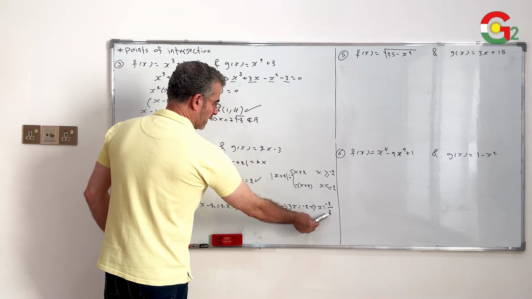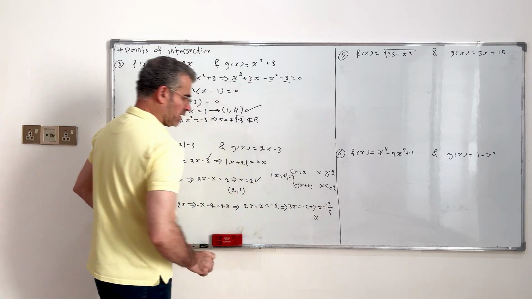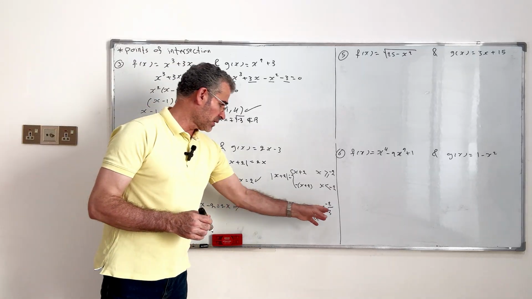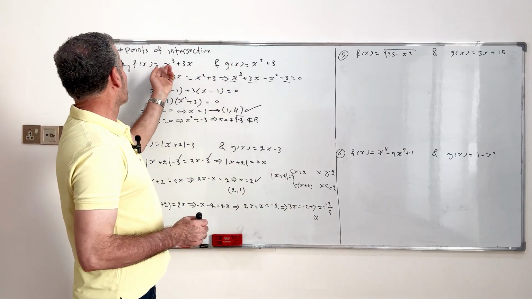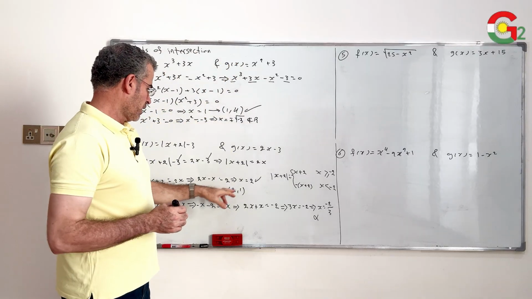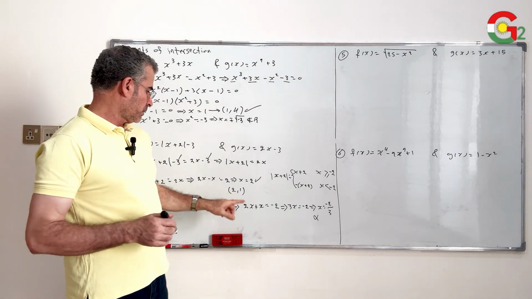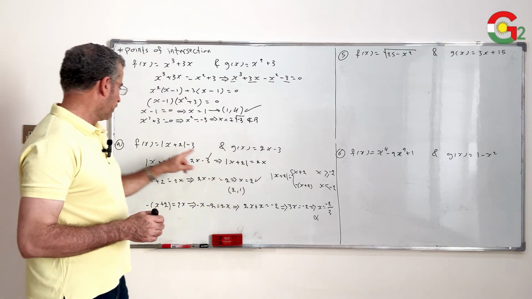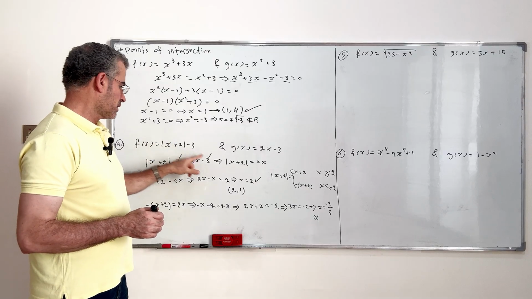Is negative 2 over 3 less than negative 2? No, it is greater than negative 2. Then it is not a point of intersection. If I want to check that, substitute x equal negative 2 over 3 in f of x and in g of x, and you will find it is not the same result. But if we substitute x equal to 2: 2 times 2, 4, minus 3, 1. 2 plus 2, 4, absolute value 4, minus 3, 1.